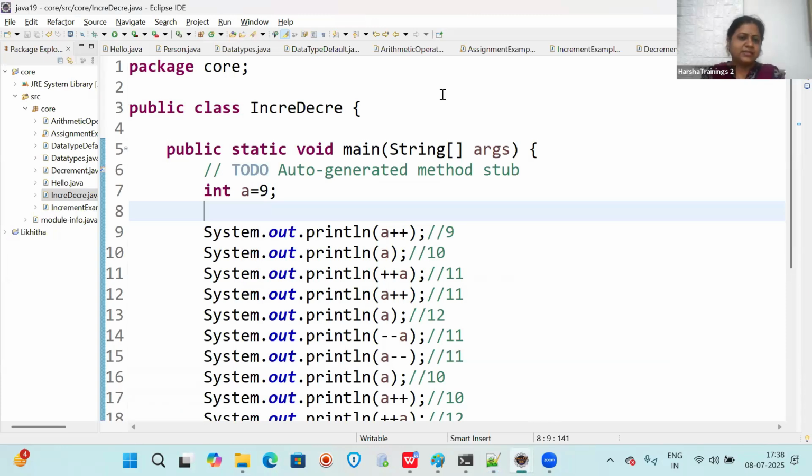Online students, one more example like this, or you yourself take one number and try. Try with multiple values. If you are not understanding, please ask me in the next session.